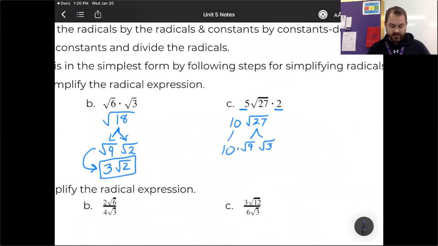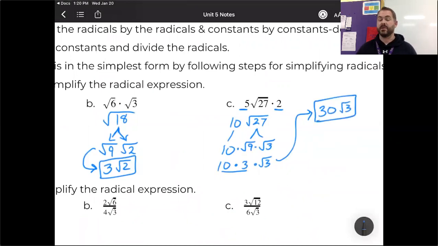We're multiplying all these through. So I'm going to keep the 10, but the square root of 9 is just 3. And then I keep the square root of 3 at the end. 10 times 3 here at the beginning combines to equal 30, and I keep my square root of 3. So that would be my answer in simplest radical form. Okay?